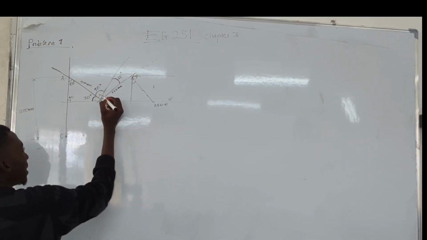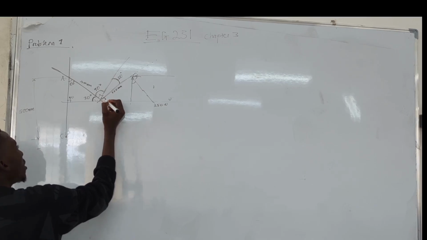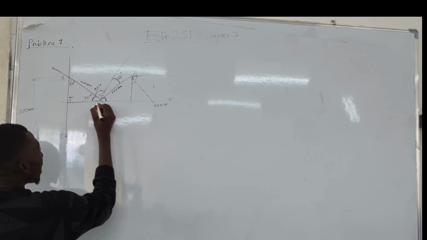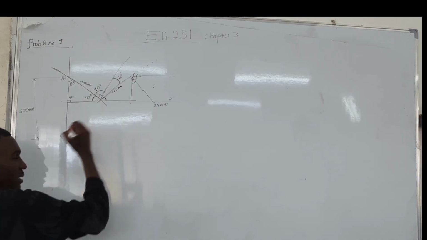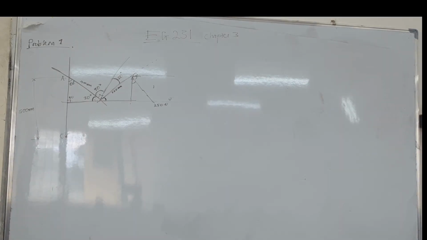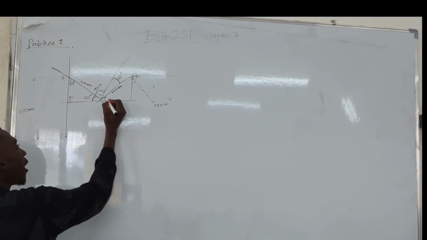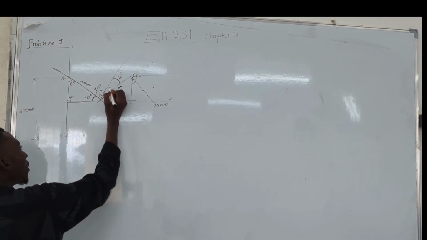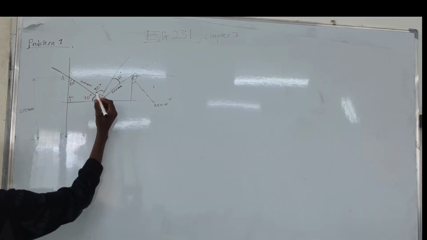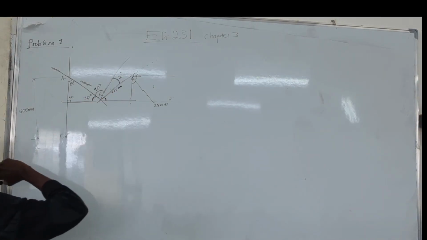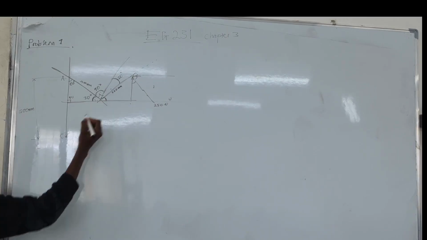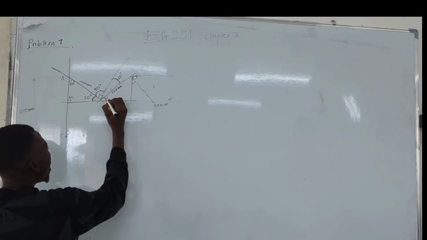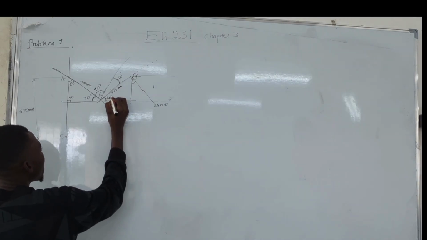But there is also a missing angle here, and it is very simple to find. This is a straight line, and a straight line adds up to 180. So it is easy to find this angle: 180 minus the sum of 30 plus 90 plus 20. So the angle here is 40 degrees.